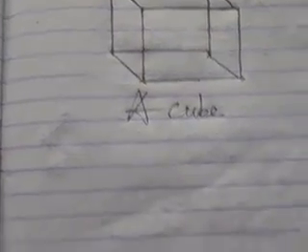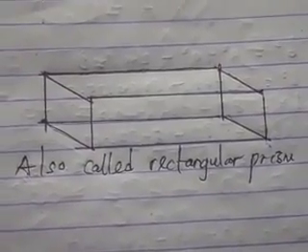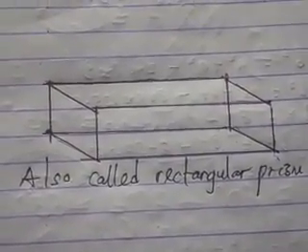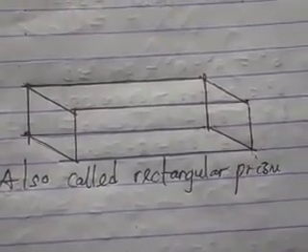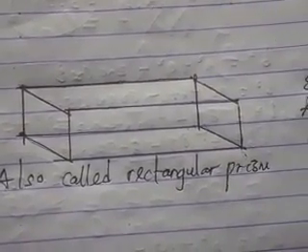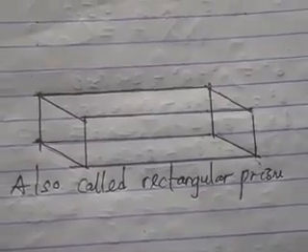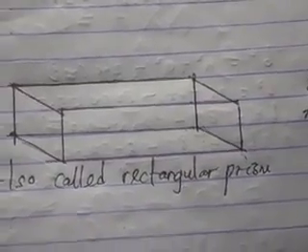So another one is called a cuboid. This is an example of a cuboid. A cuboid can also be called a rectangular prism. I say it again: a cuboid can also be called a rectangular prism. It is in your notes. Please go through your notes. I'm just rushing to the point so that I can get to the explanation fast.